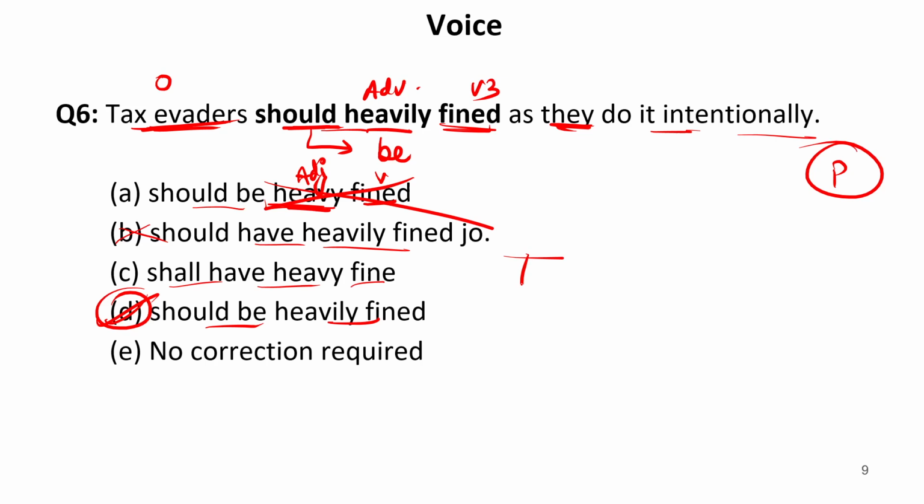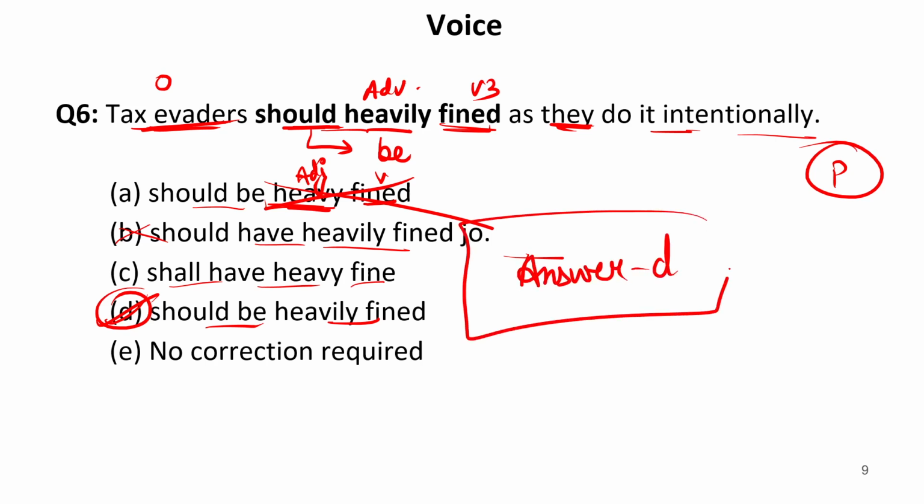Therefore our answer is D, of course. So this will be the correct sentence. This will be the correct answer, and the correct sentence will be: tax evaders should be heavily fined as they do it intentionally. Now let us move to the next one.